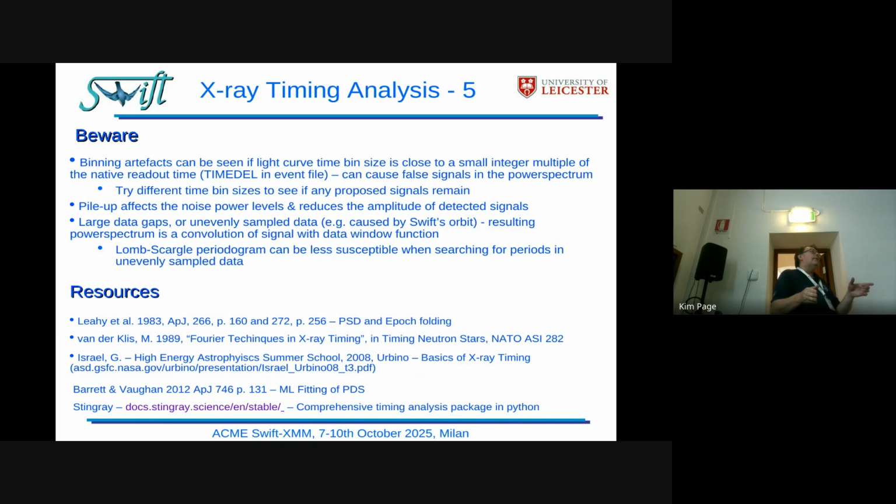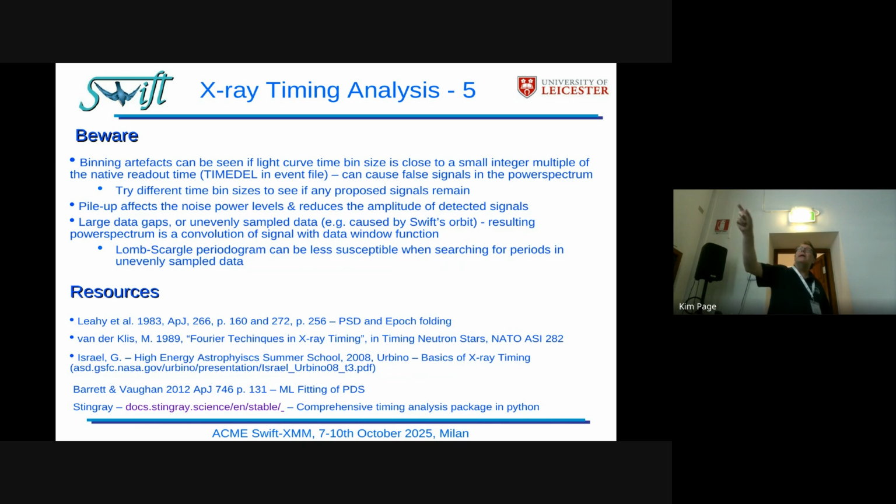So imagine you create a window function. You can say 1 when your data's on, 0 when your data's off, etc. And the actual power spectrum you get out is then a convolution of the real signal with this window function. So it makes the analysis more difficult to see if what you're looking at is a true signal or something to do with the window function. But the Lomb-Scargle periodogram can actually be less susceptible to this windowing behavior when you're searching for periodicities in unevenly sampled data. So I've put a few resources here.